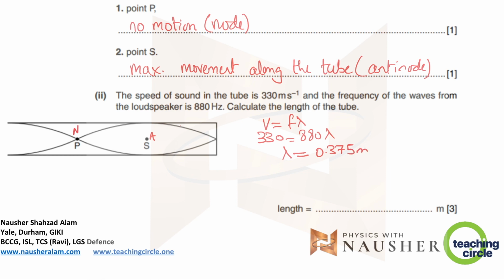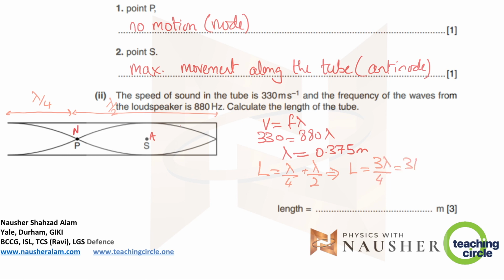0.375 meters. Now, when you look at the diagram on the left, you will notice that this is antinode, this is node. So this distance over here is lambda by 4. And this is a node, this is a node. So the distance is lambda by 2. So the total length of this tube is lambda by 4 plus lambda by 2. This is the whole length, the entire length, which will be equal to 3 lambda by 4.